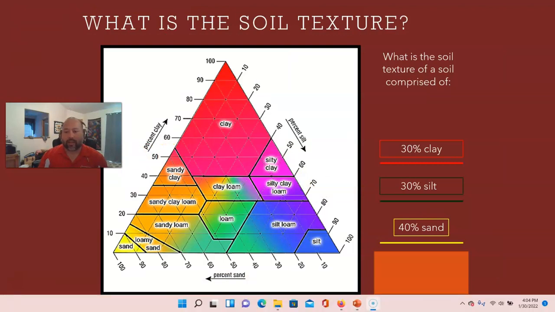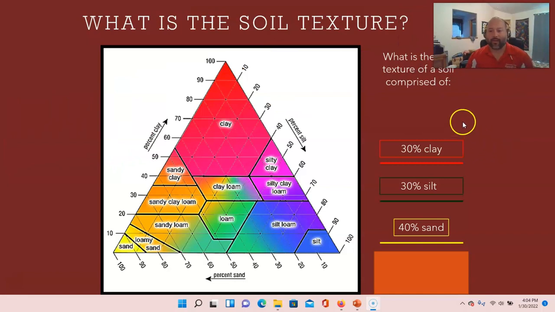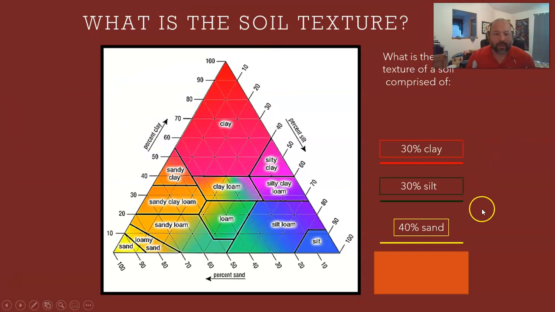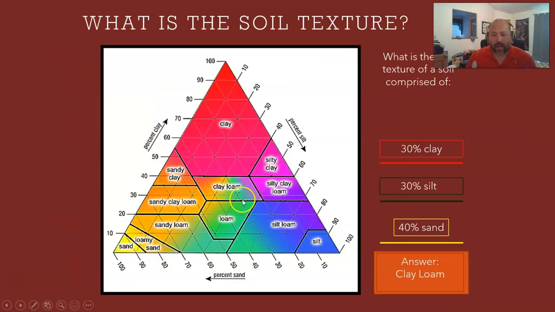So let's look at that soil texture triangle. I think if I go back to the top here, I'll be out of the way. Let's see what we got here. So what is the soil texture of a soil comprised of 30% clay, 30% silt, and 40% sand? Where would we end up? So the answer is a clay loam. Oh, let me go back real quick. So let's walk through that.